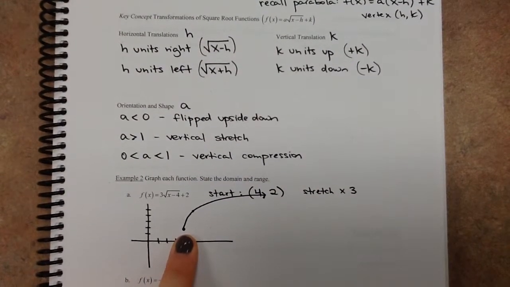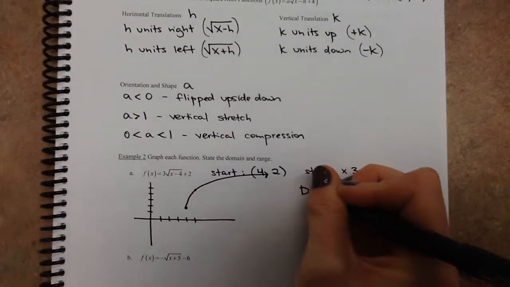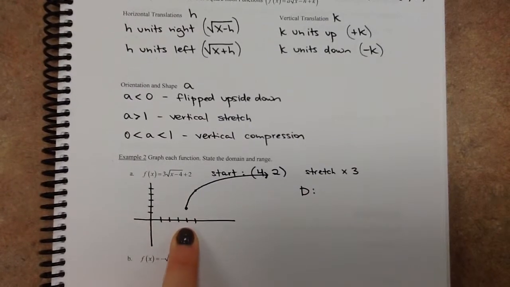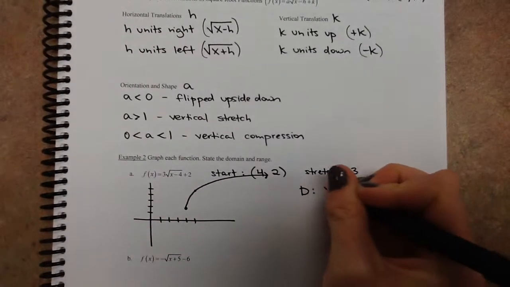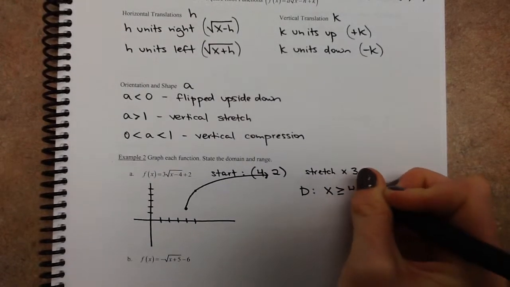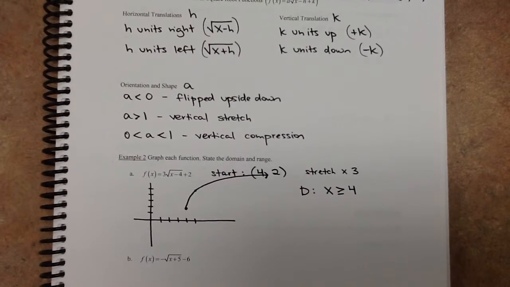Remember, this is my starting point, so I can use that starting point to come up with my domain and range. My domain and range, my starting x value is 4. I don't have anything to the left of that. So my x values have to be greater than or equal to 4. It starts at 4 and then goes to the right, so that means greater than or equal to.